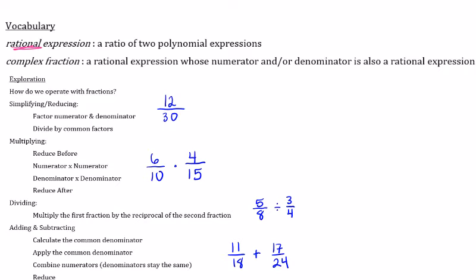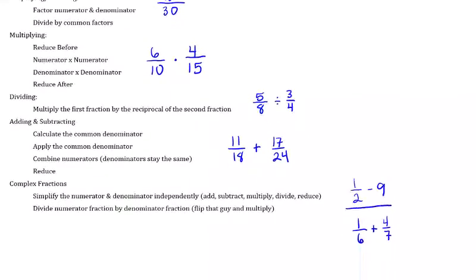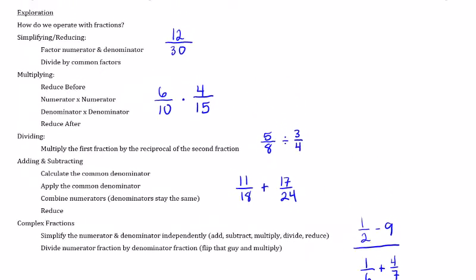And then a complex fraction is a rational expression whose numerator and denominator is also a rational expression. So in other words, a complex fraction is a fraction with fractions in it. All right, and a real quick example would be right here, right? We have a fraction where we have fractions within the numerator and denominator.